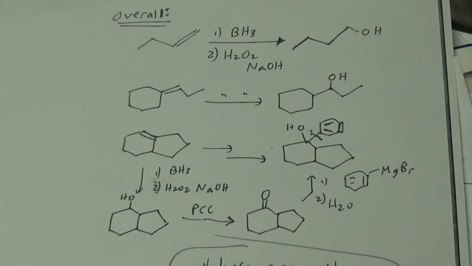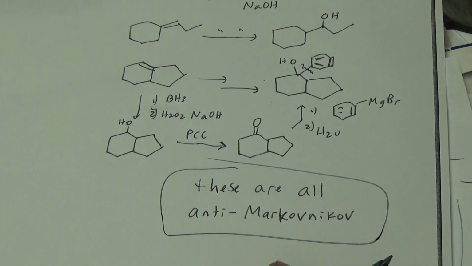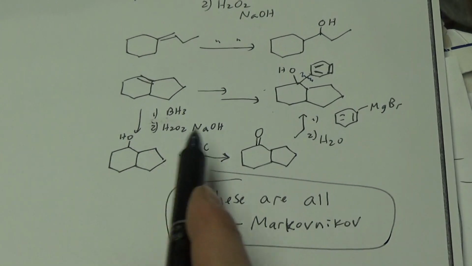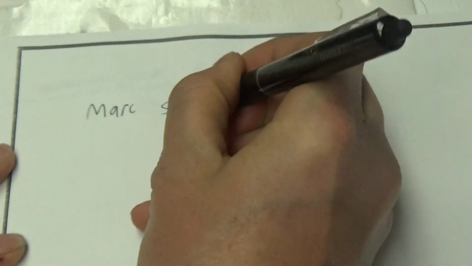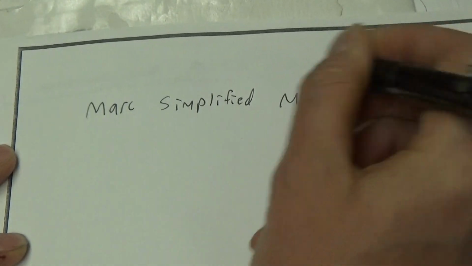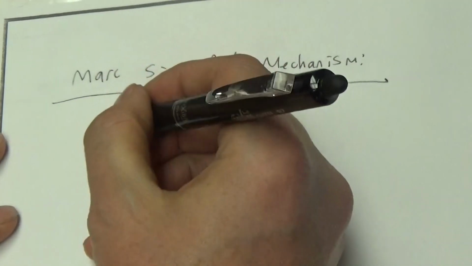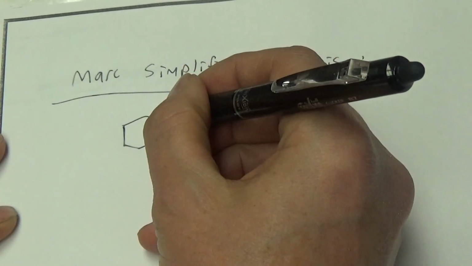So now, just like before, we're going to do a Mark simplified mechanism of the hydroboration oxidation, HPOX. Let's see the Mark simplified mechanism of this one. Alright, so we'll show the mechanism of this. There's a little bit more to this mechanism, and the book goes into detail. We're going to skip a couple of the details just to make this as simple as possible. My main goal here is to explain why it's anti-Markovnikov, and we do that pretty effectively.